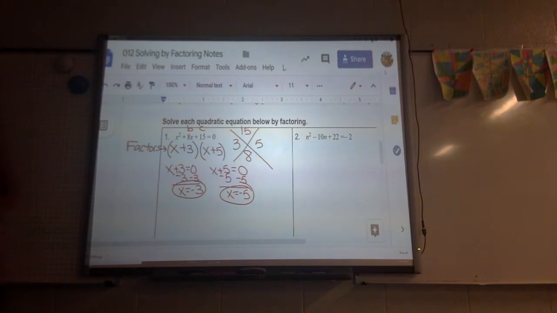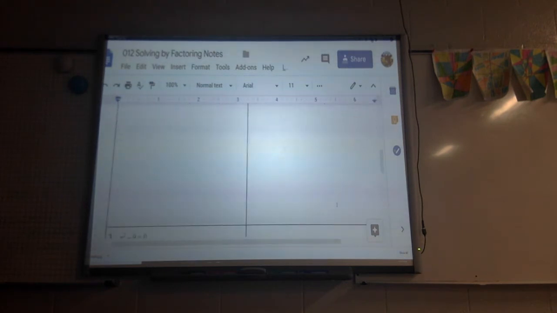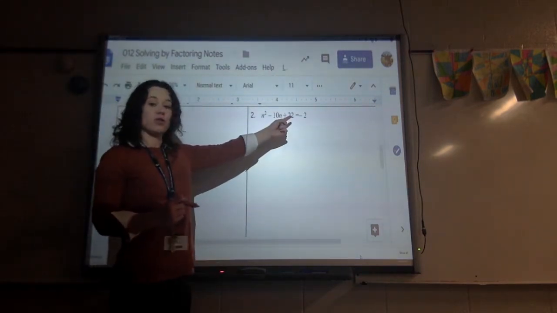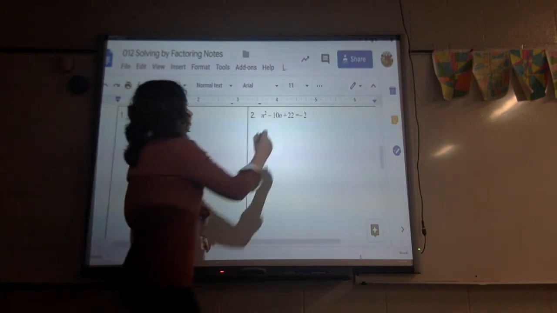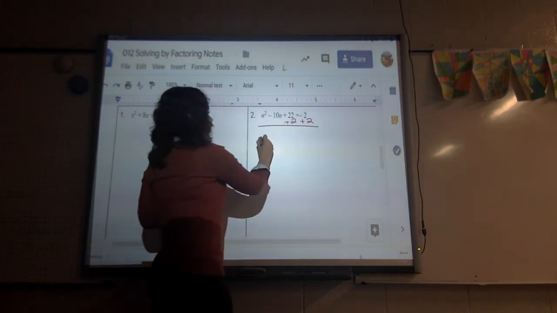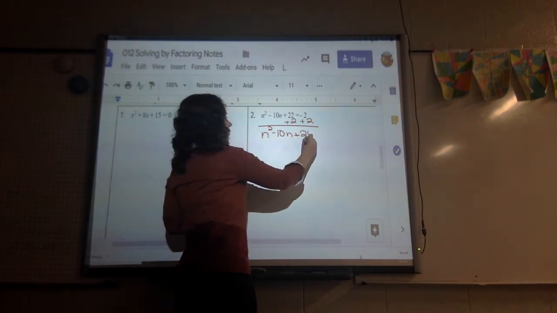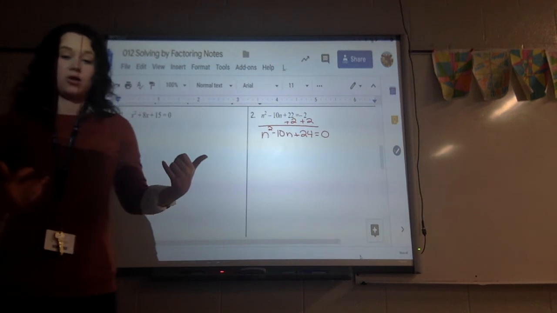Alright, so let's move on to number 2. And you may notice number 2 looks a little bit different. The problem with number 2 is that it's not equal to 0. So before I actually start factoring, I've got to fix that problem. The first thing I do, this is a negative 2 here, so I'm going to add it back to the other side, make that equal to 0. So plus 2 gives me n squared minus 10n plus 24 equals 0. Now I'm ready to factor.